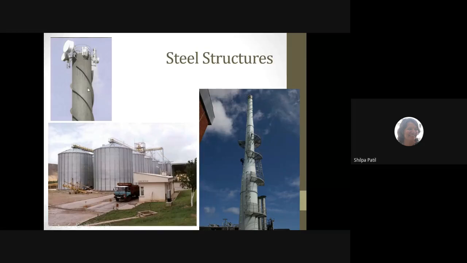This is actually a tower-like structure, a microwave tower, and this is a chimney. All these steel structures are made by simply using steel plate, which is curved or molded in a circular shape.